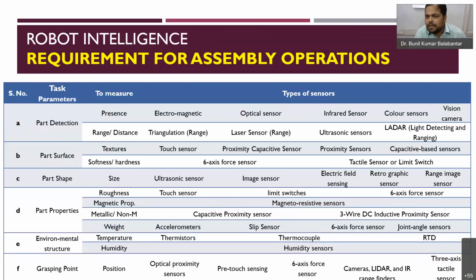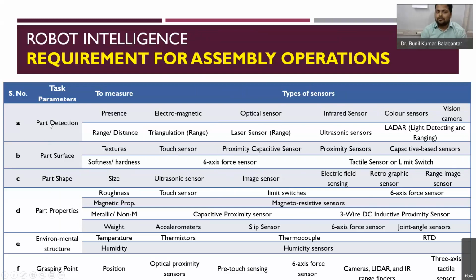See, there are different assembly operations available. If we only need to measure the presence of the object, or if there are electromagnetic objects, what kind of sensors do we use? If there are optical objects, considering different optical objects. So there are different task parameters we need to calculate for the different varieties of sensors we are using.